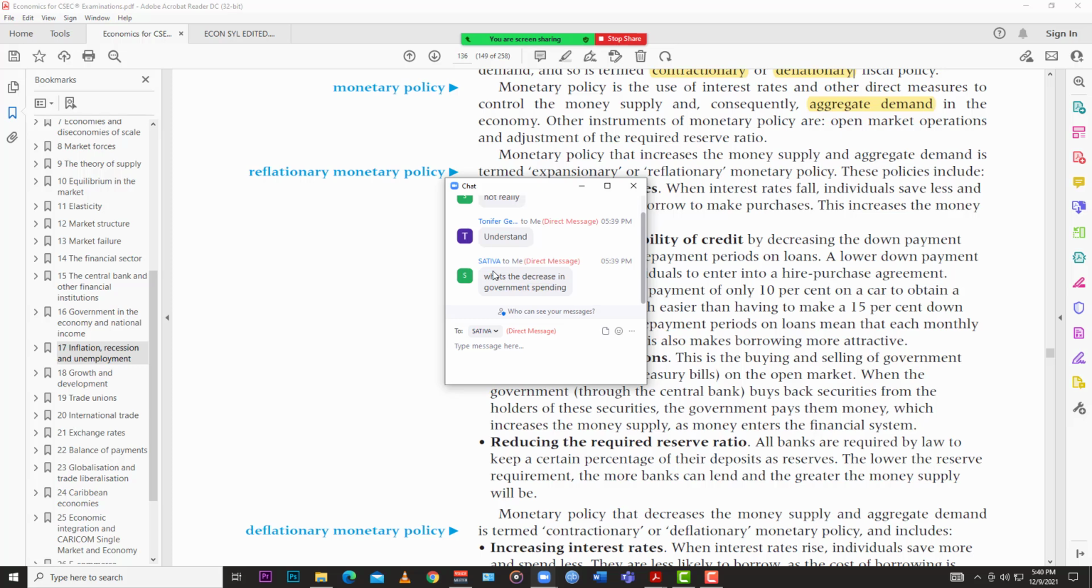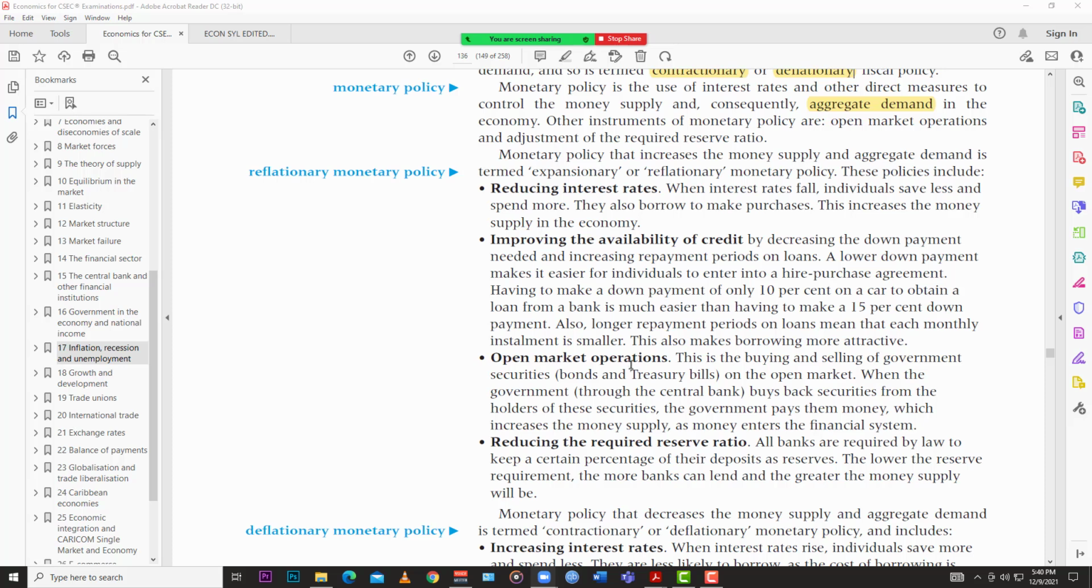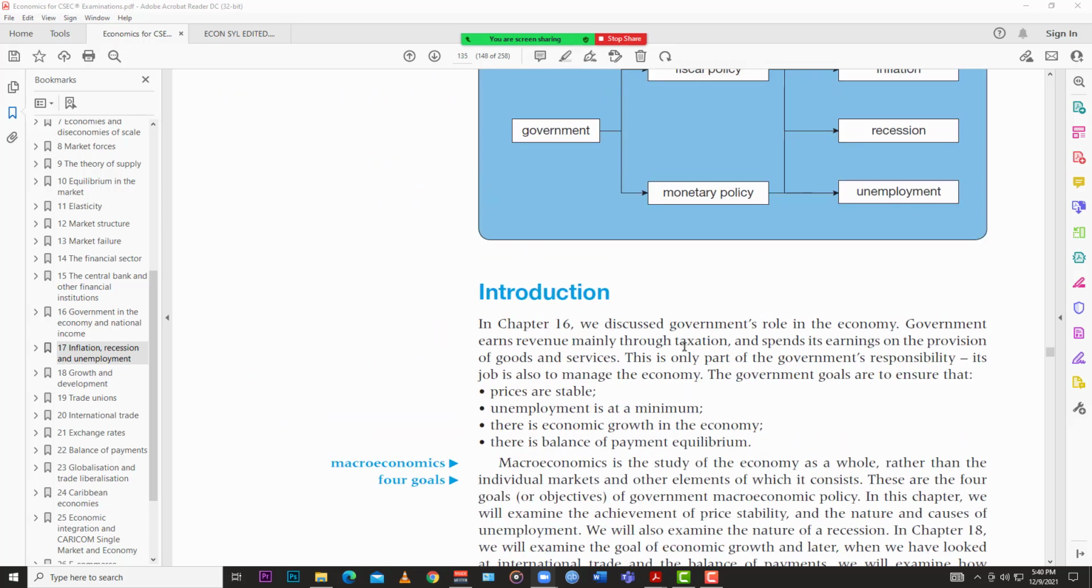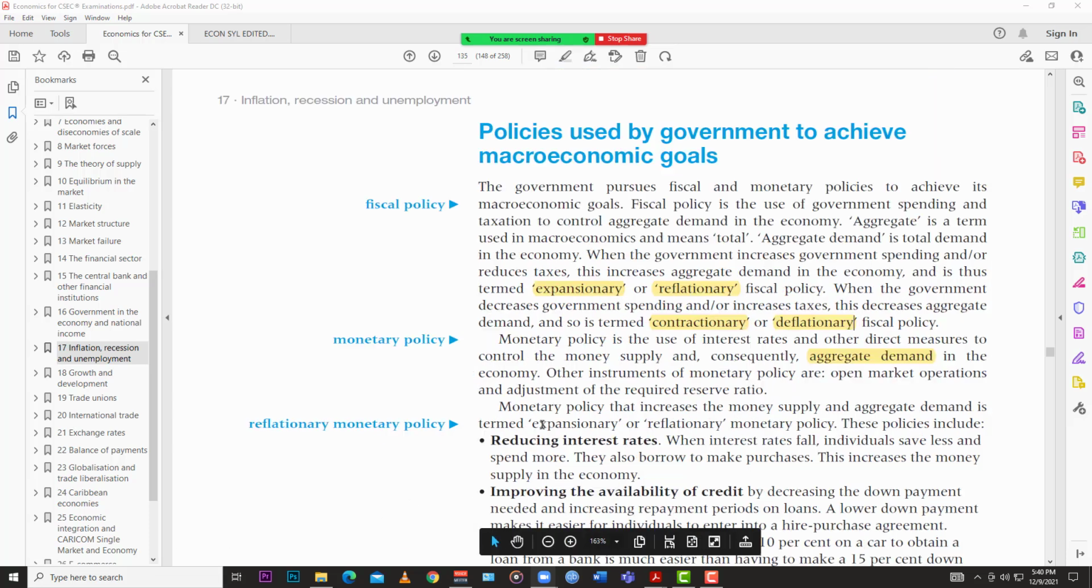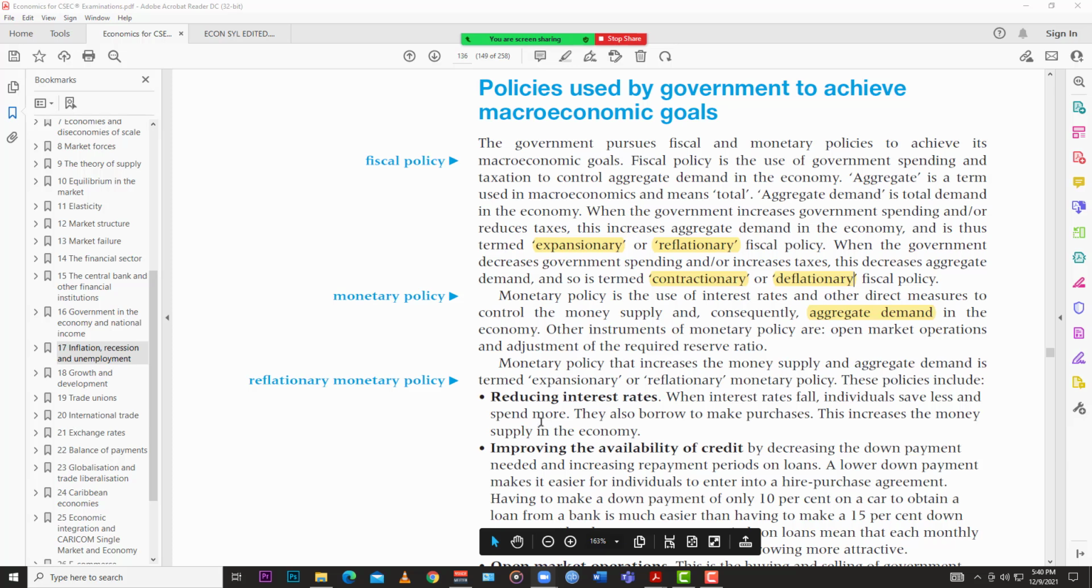In most economies, the government has certain macroeconomic goals they're trying to achieve. For example, they don't want any inflation in the economy. They want stable prices, economic growth, and those kinds of things. So we look at these up here. There are 4 of them. They want stable prices, low unemployment, economic growth, and a favorable balance of payments. And to achieve these goals, the government has 2 main policies at its disposal.